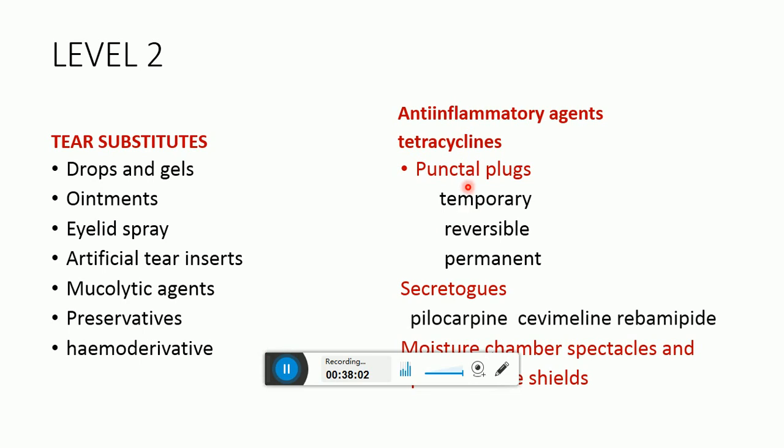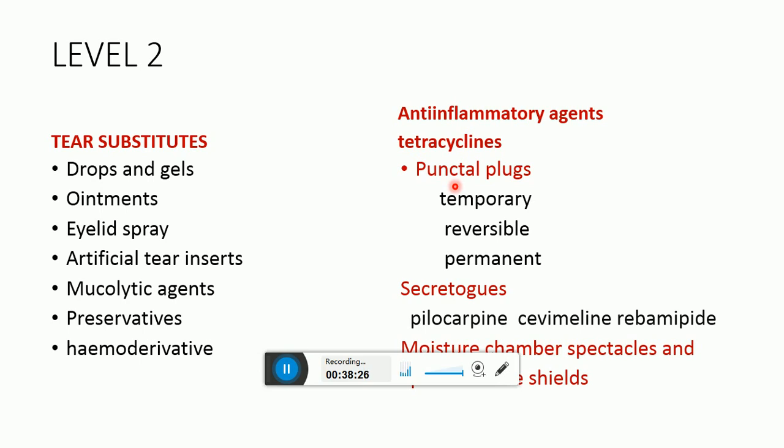Now about the punctal occlusion. Punctal occlusion reduces drainage and thereby preserves natural tears and prolongs the effect of artificial tears. It is of greatest value in patients with moderate to severe KCS who have not responded to frequent instillation of topical agents. Punctal occlusion may be temporary or reversible, and permanent.